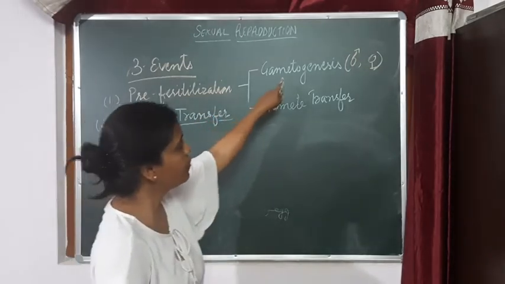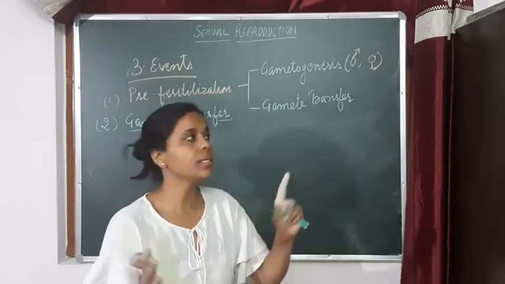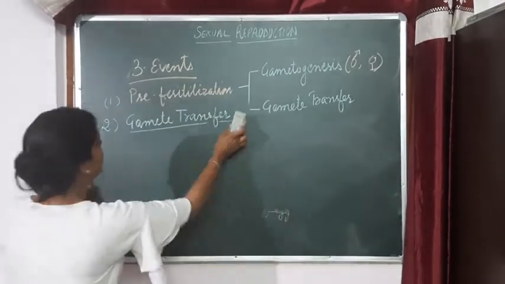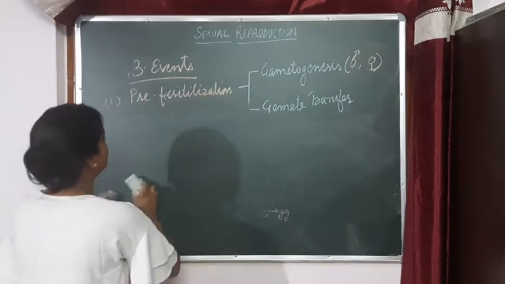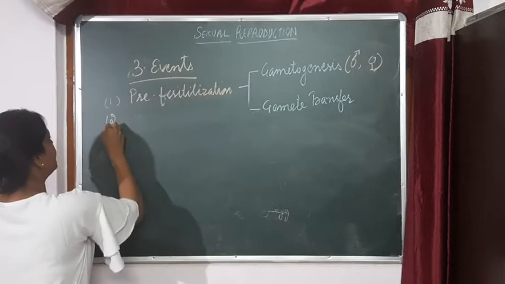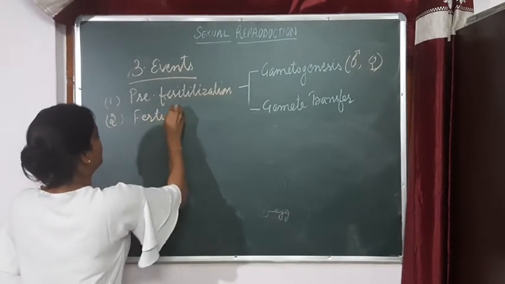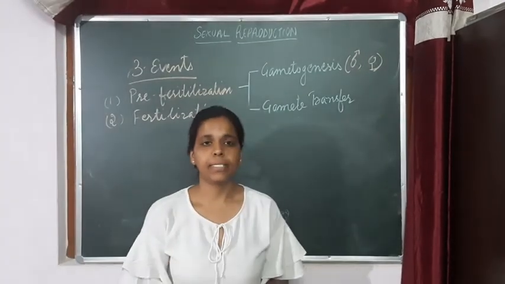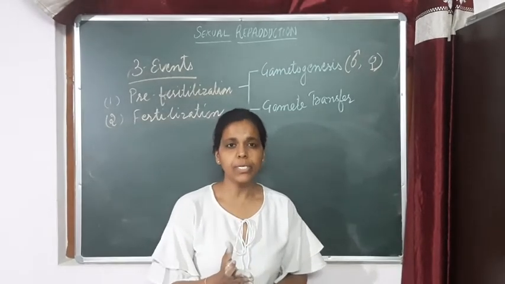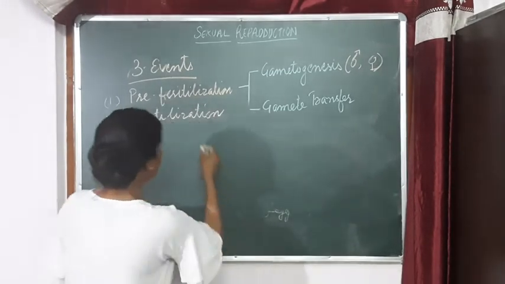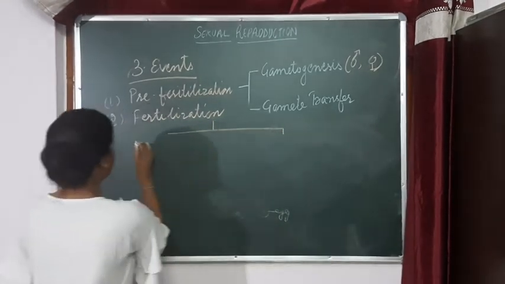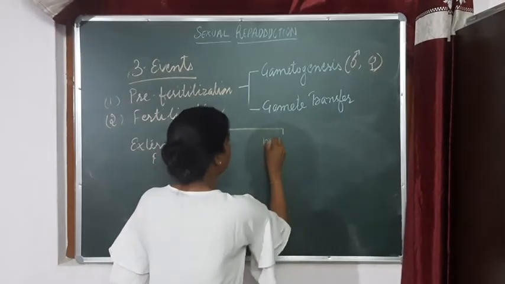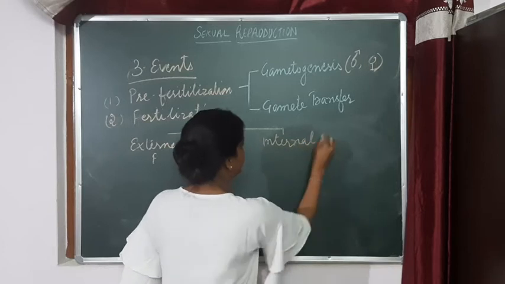So we are over with the formation of gametes. We have discussed that the gametes are formed. Second, the gametes are now transferred. Now the second process which comes into consideration is fertilization. Now, where is fertilization taking place? On this basis, fertilization can be divided into two types. The first one is external fertilization, and another one is internal fertilization.